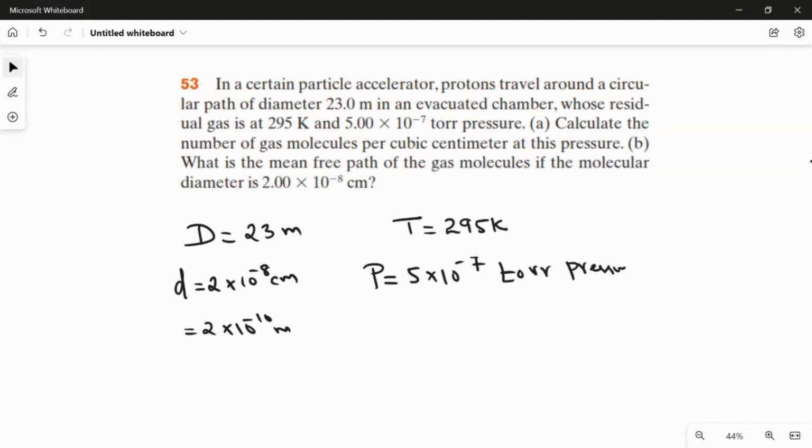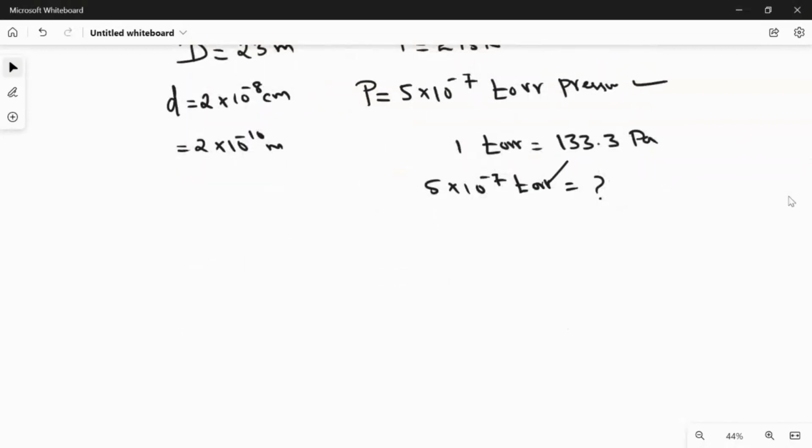Now we can convert this torr pressure into Pascal using the conversion. 1 torr is equal to 133.3 Pascal. Here we have 5 multiplied by 10 to the power minus 7 torr, so we cross multiply to get the answer in Pascal. We get the pressure as 6.665 multiplied by 10 to the power minus 5 Pascal.